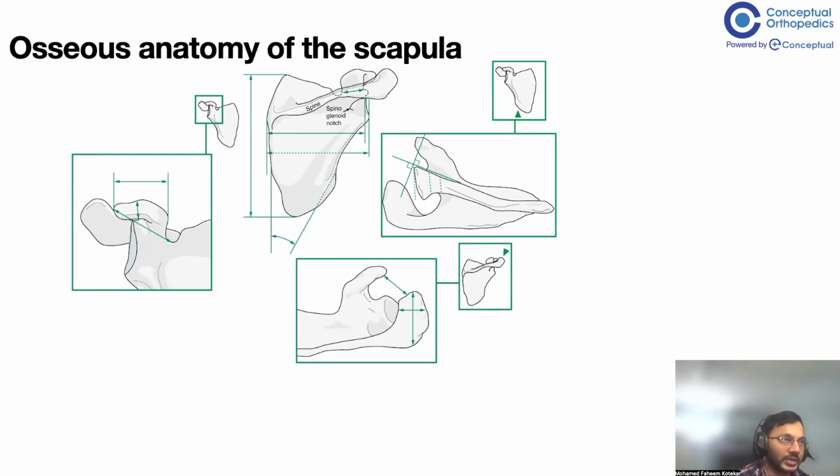Now we know that the glenoid fossa articulates with the humeral head, and that the glenoid fossa is retroverted about 20 degrees in comparison to the plane of the spine of the scapula. Then we know that there are ligaments which attach the scapula to the clavicle and the scapula to the humerus.